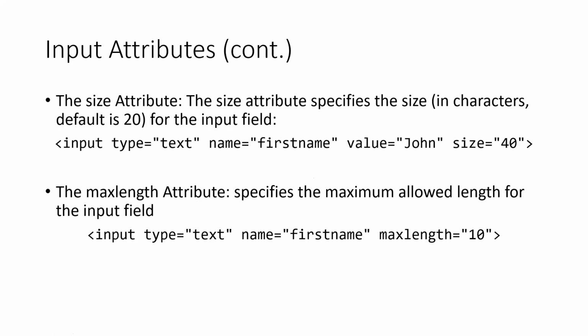Then we have the size attribute. The size attribute specifies the size, default is 20. This is because then you have more control over the first name for that particular text. Another way of doing this is the maxlength attribute, the maximum allowed length in the input field. So for maximum length, you can put it as the input here.